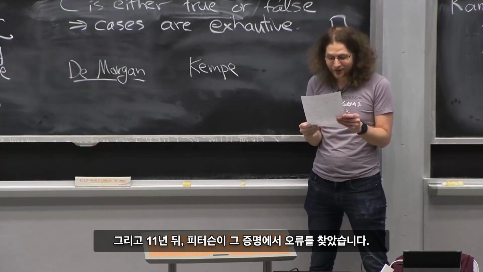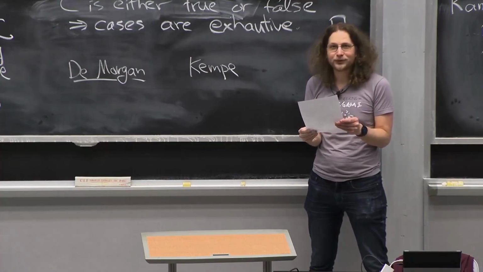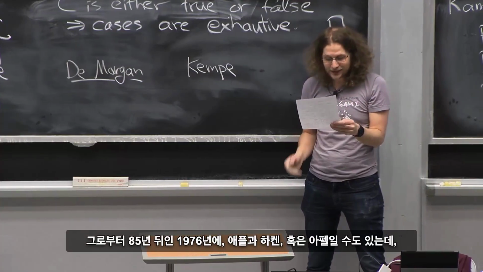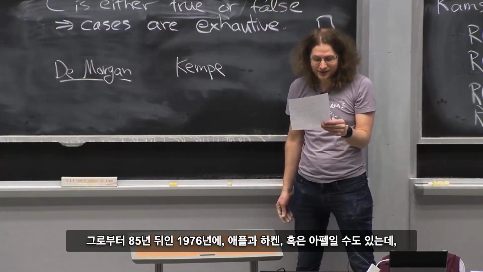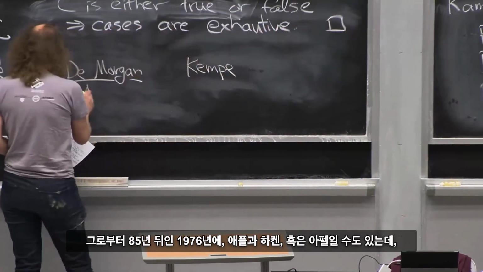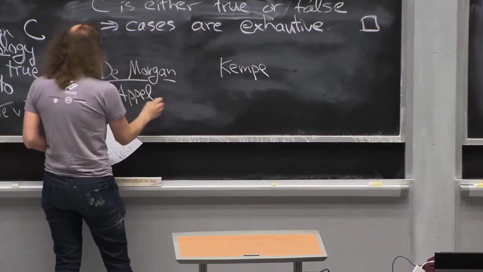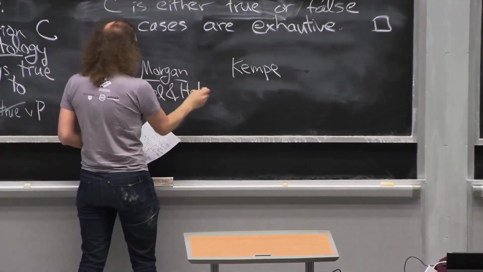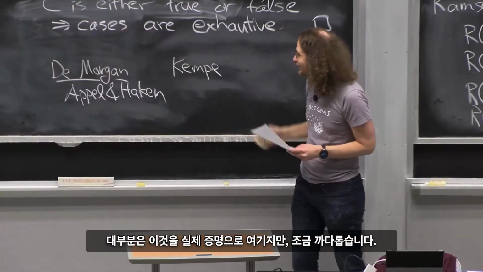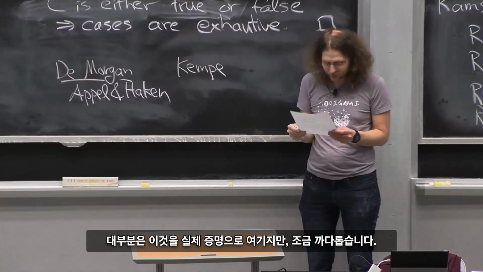Then, 15 years later, 1880, Tate proved the theorem. Then, 11 years later, Peterson found a bug in that proof. Again, not all the cases were exhaustive. Then, 85 years later, 1976, Apple and Haken, or maybe it's Appel, I'm not sure, proved the theorem. And I think most people consider this an actual proof, but it's a little tricky.